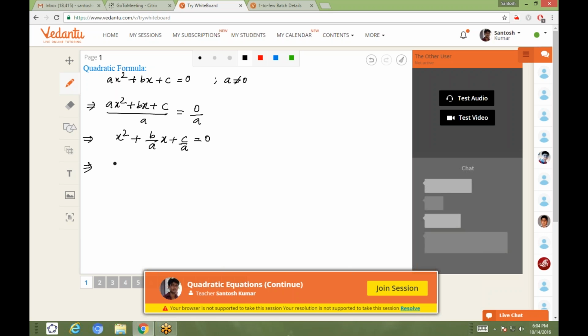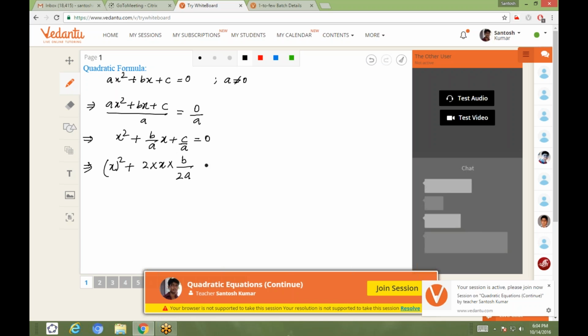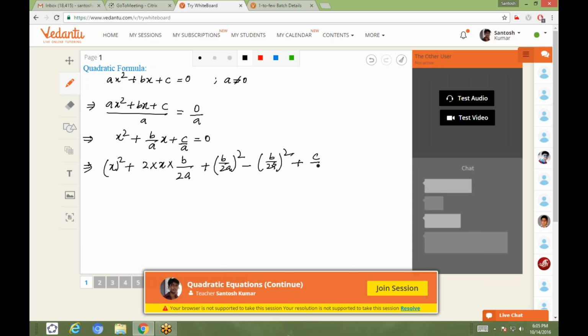Yes, sir. Now we'll try to make it as a complete square form. So for that this is x square plus 2 into x. And now we have to write this b part in such a way that it should come as b by a into x. So if we multiply it with b by 2a, this 2 gets cancelled and we will get b by a x. Now because this is a b term, we just have to square it also, and then we'll add and subtract in order to make it balanced.